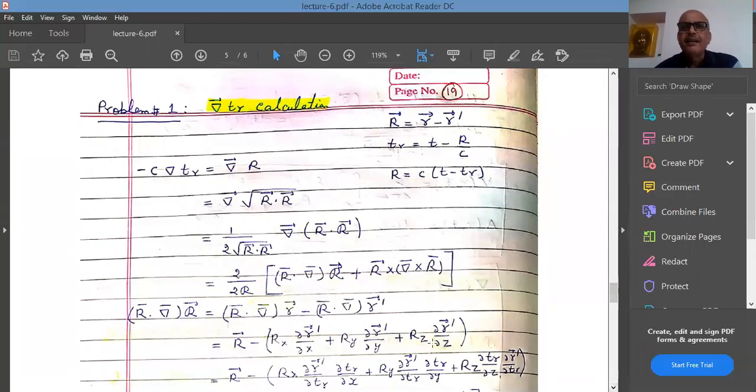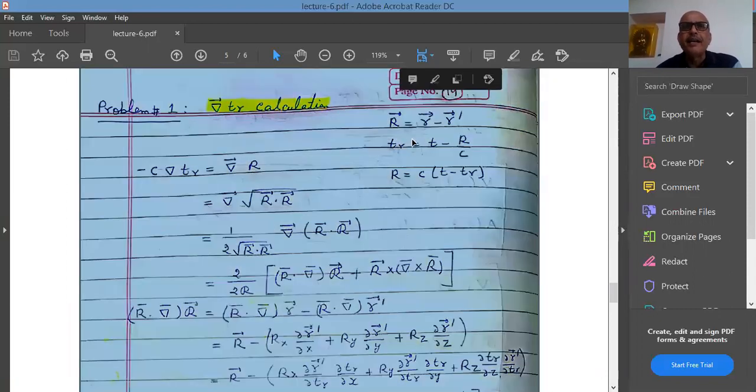What is TR? TR here is T minus R over C. This is the retarded time you can see. So if you play with this equation, we can write R to be equal to C into T minus TR. And similarly, vector R can be written as R vector minus R dash vector. So be careful now with R and R vector. So we make use of this equation: R is equal to C into T minus TR.